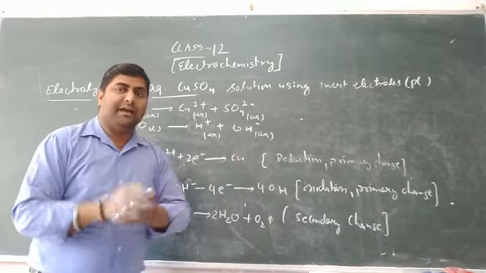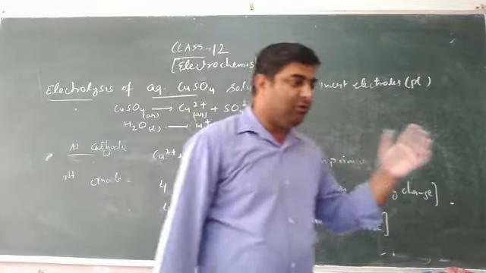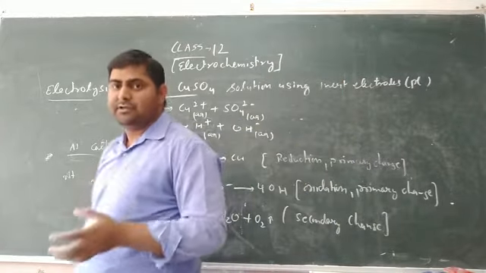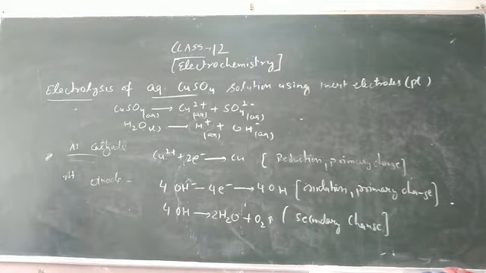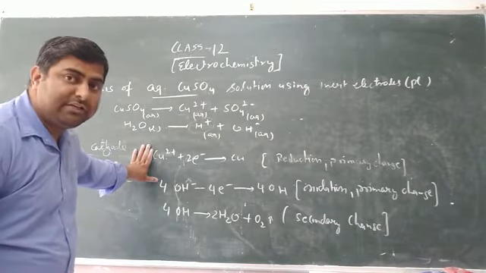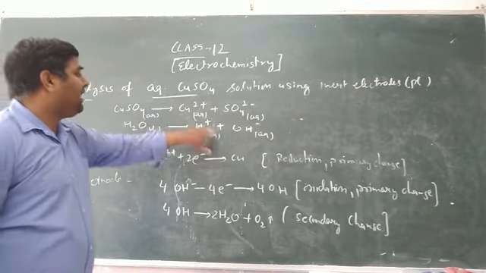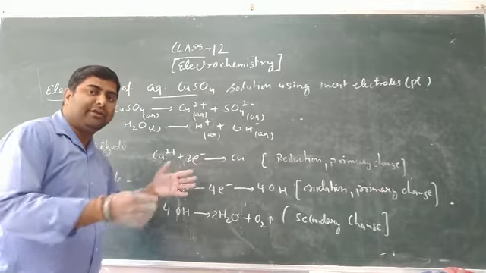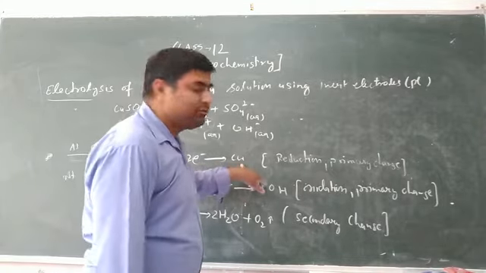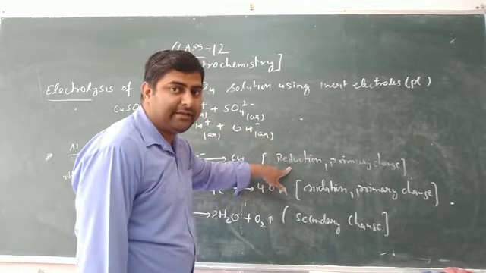As we have done in the previous part also, that substance which has lower reduction potential gets reduced easily. In this case, copper has lower reduction potential, or we say discharge potential. Since the discharge potential of copper is less than that of hydrogen ion, the copper ions reach the cathode, gain 2 electrons, and get converted to copper. Primary change, reduction, because copper has gained the electrons.